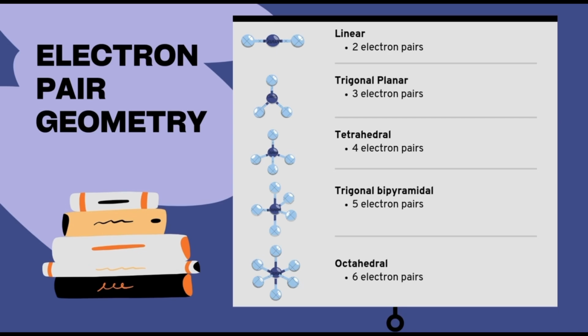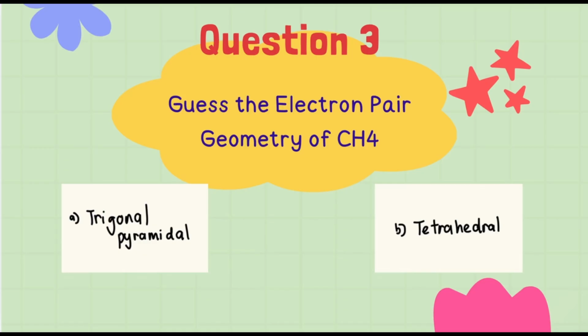And for 4 electron pairs, the electron pair geometry is tetrahedral, and 5 is trigonal bipyramidal, and 6 is octahedral. And the electron pairs are the total number of bonding pairs and lone pairs. Now guess the electron pair geometry of CH4.